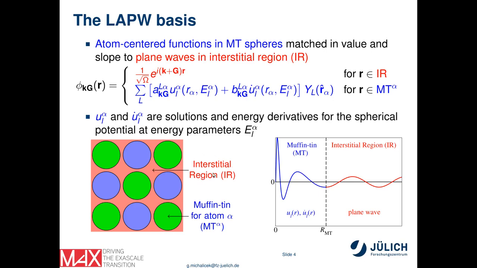In this interstitial region, the representation consists of plane waves, and there we already see this Bloch factor and this periodicity. And in the muffin-tin spheres, the representation consists of radial functions times spherical harmonics, and these radial functions are the functions u and u dot, which are solutions and energy derivatives for the spherical potential at certain energy parameters E_l^α. And we also have there these A and B matching coefficients, and they are determined by enforcing continuity in value and slope of the basis functions for the respective L channel.